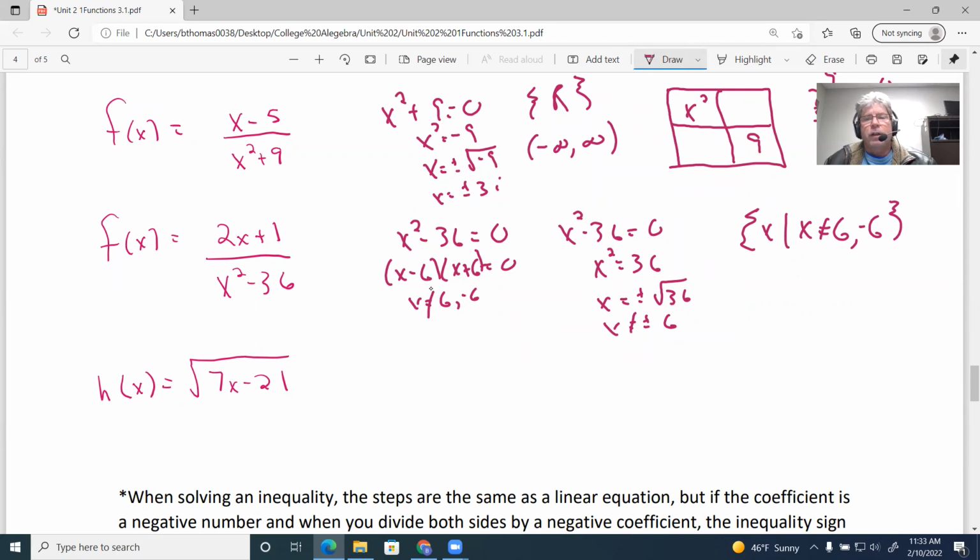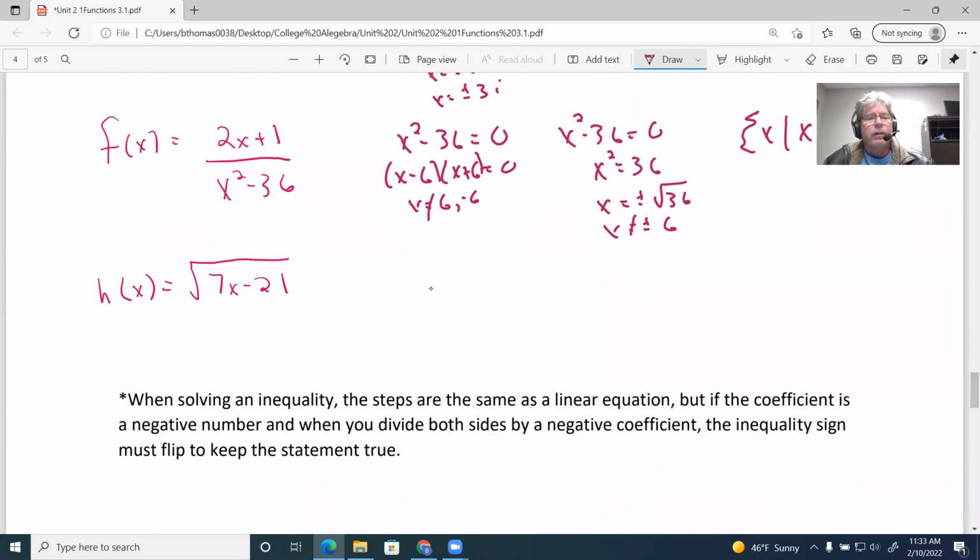So sometimes they'll use set builder notation in your homework. Notice on this one right here, we're having a square root symbol. Again, as we talked about, you cannot take the square root of a negative number, because remember, if we take the square root of a negative number, that gives us an imaginary number. So there is a domain restriction here. So 7x minus 21 has to be set to be greater than or equal to 0.